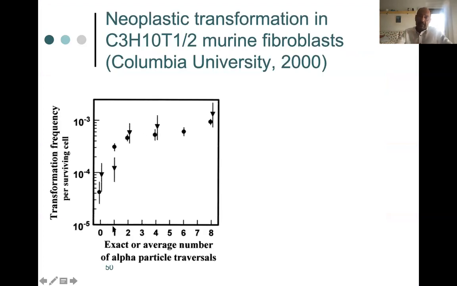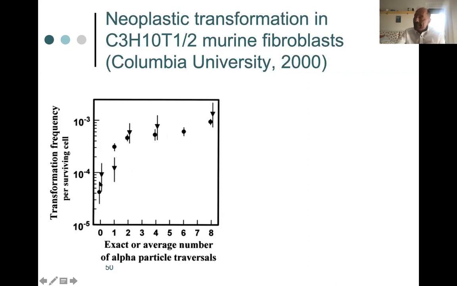You see, the points, the circles here, I'm sorry, are the average number of alpha particles per nucleus calculated with the Poisson statistics. And this is the transformation frequency. So you see that it goes up when you have 0, this is the control. Then you have 1, 2, 3, and so on. There's a sort of saturation here.